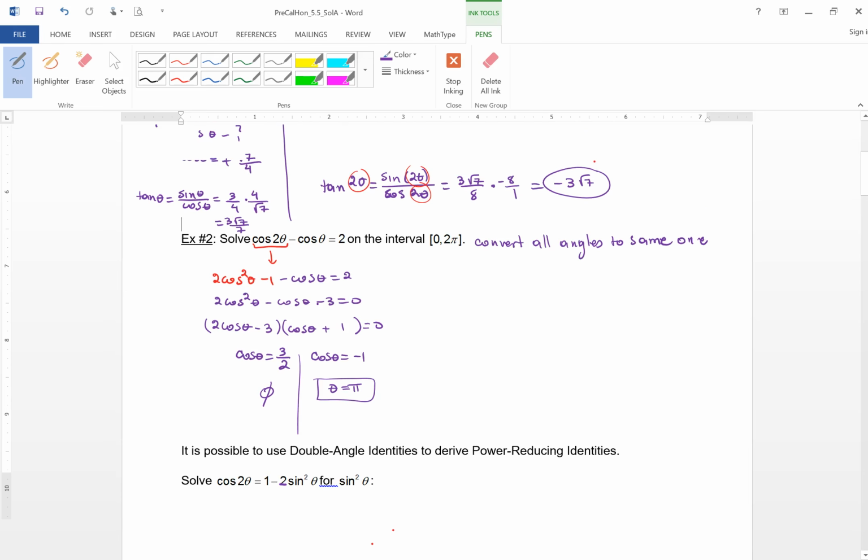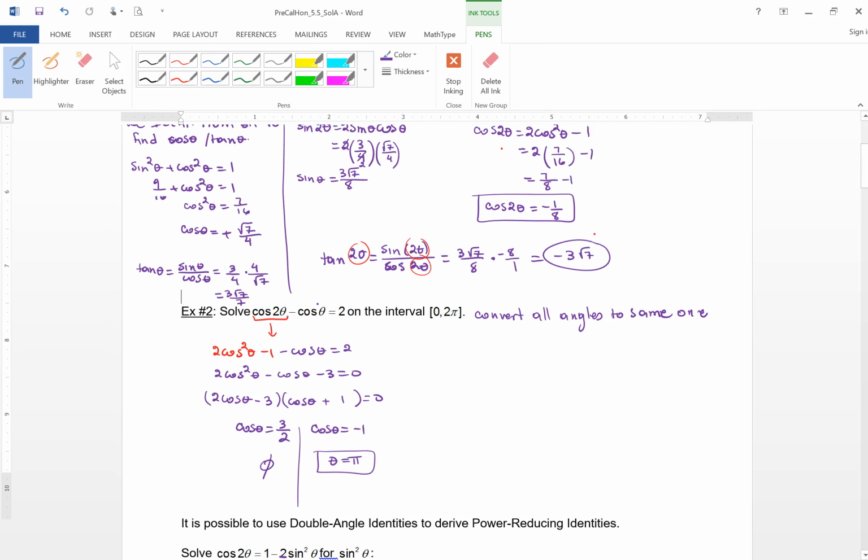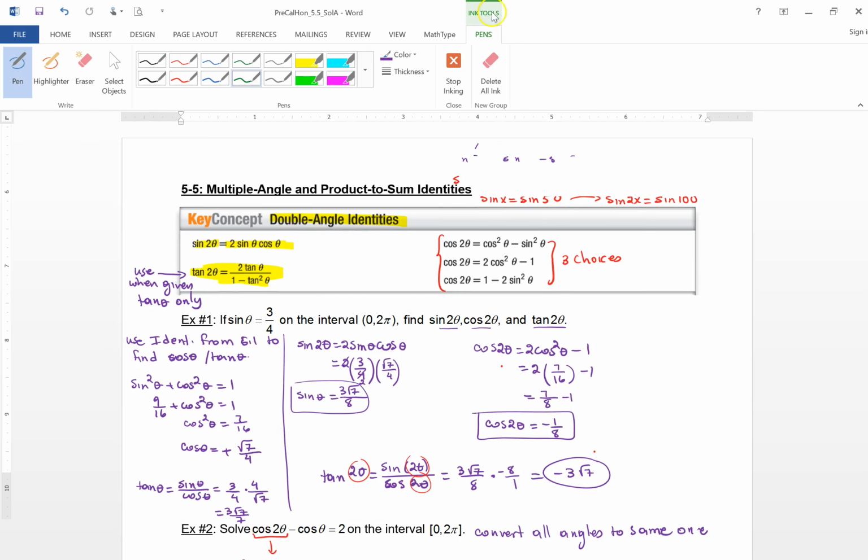So now, sometimes it is necessary to use one of these identities, but sometimes you have to solve for cosine squared theta. You see what I mean? Sometimes they give you cosine 2 theta, and you have to reduce and find cosine squared theta. So let's solve this for cosine squared theta.